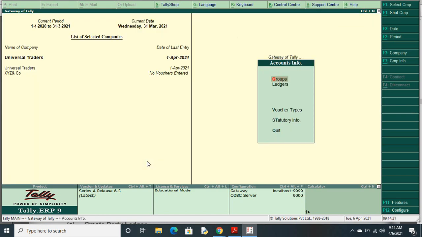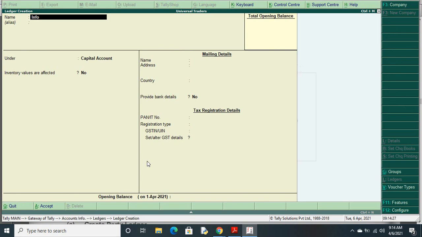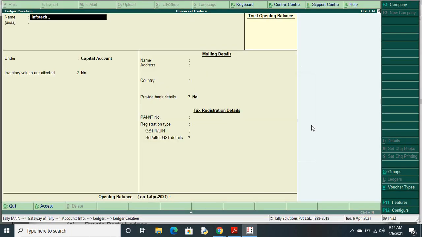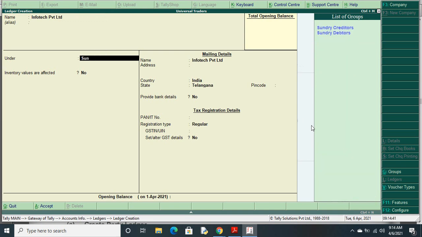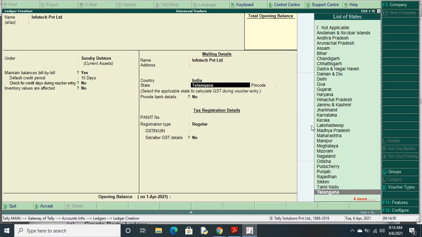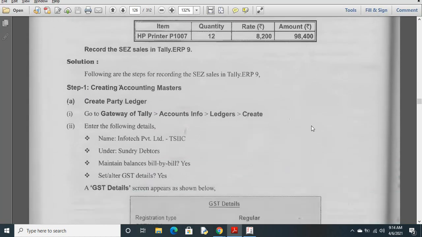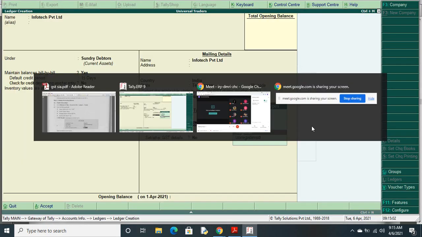Now what is the ledger we have to create? Infotech Private Limited. We are selling the goods to them, so it will be a sundry debtor. I am making it 15 days. He is also from Telangana. Now here, party type is SEZ.